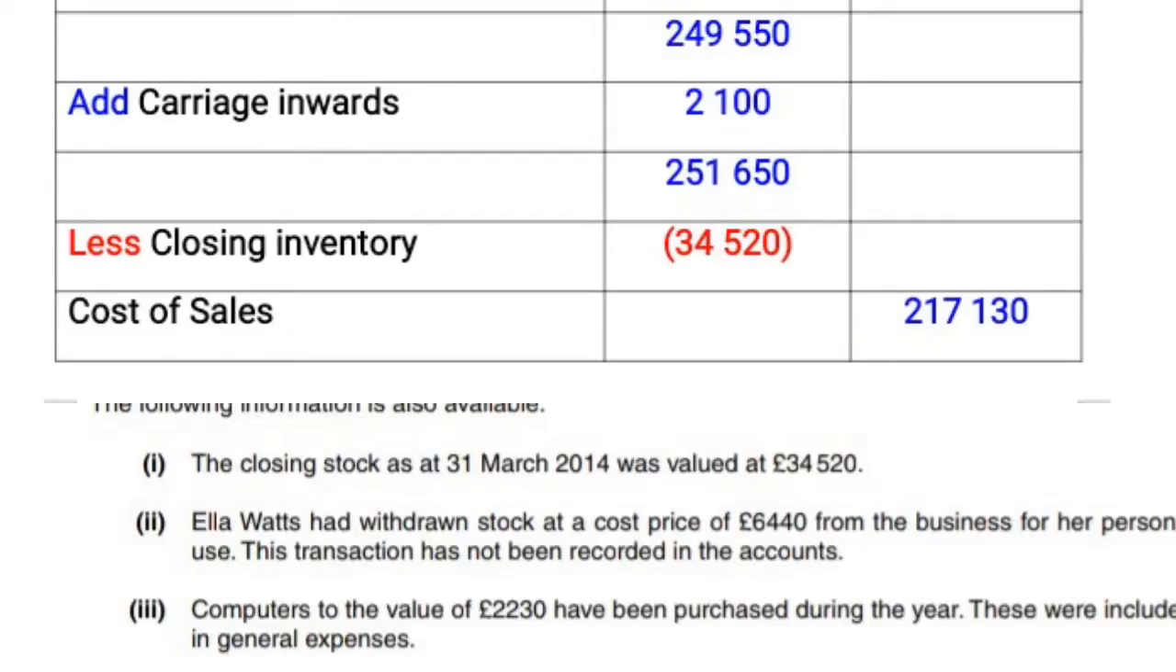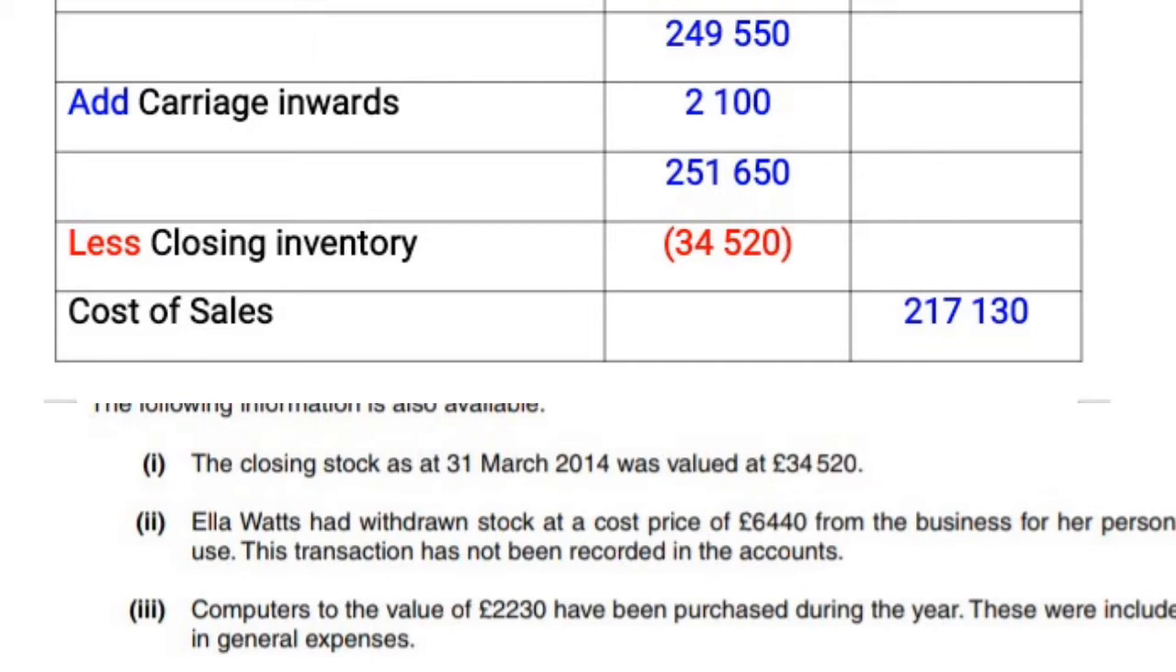Right, so after adding carriage inwards, I'm going to less closing inventory or the closing stock given under additional information. So additional information number 1, it reads, the closing stock as at 31 March 2014 was valued at 34,520. So I'm going to deduct 34,520 from 251,650. You get 217,130, which we call cost of sales.